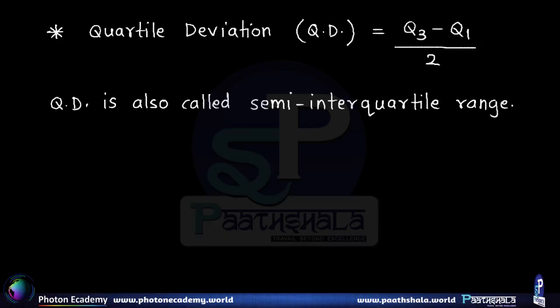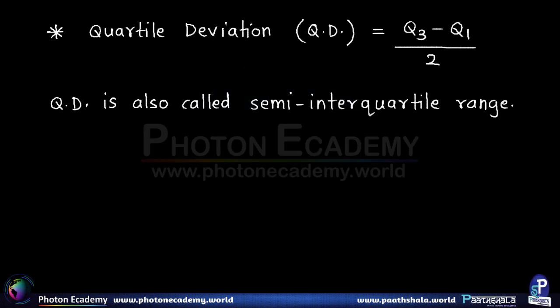The quartile deviation, called QD, is defined as (Q3 minus Q1) upon 2, and it is also called the semi-interquartile range. Now it's clear why it is called the semi-interquartile range. The word semi stands for division by 2, and interquartile means between the two quartiles Q1 and Q3, and the range is nothing but the larger value minus the smaller value.